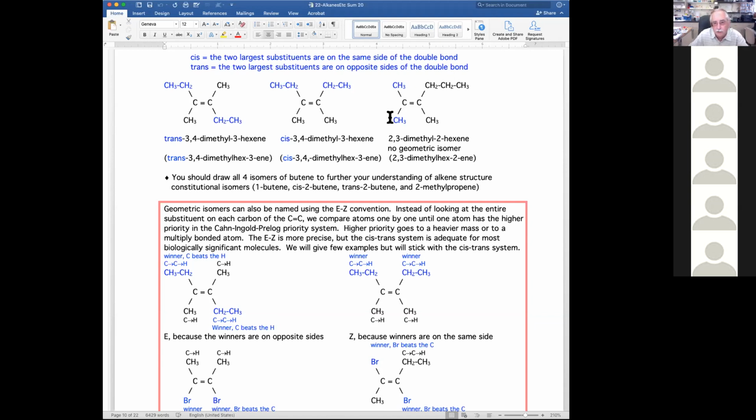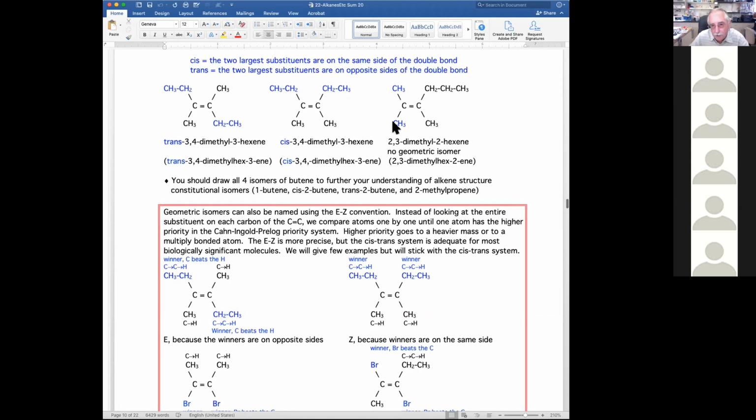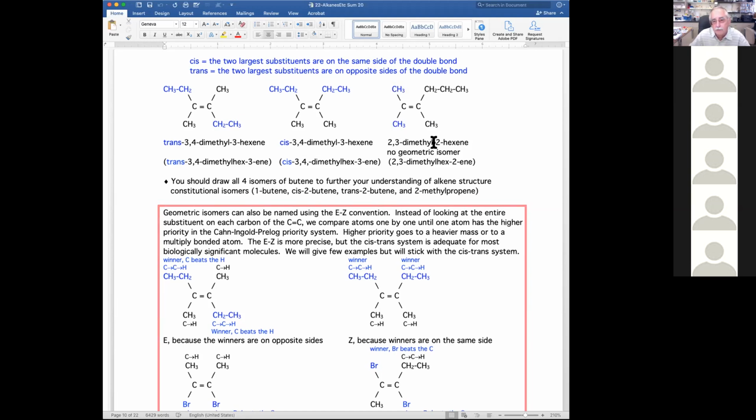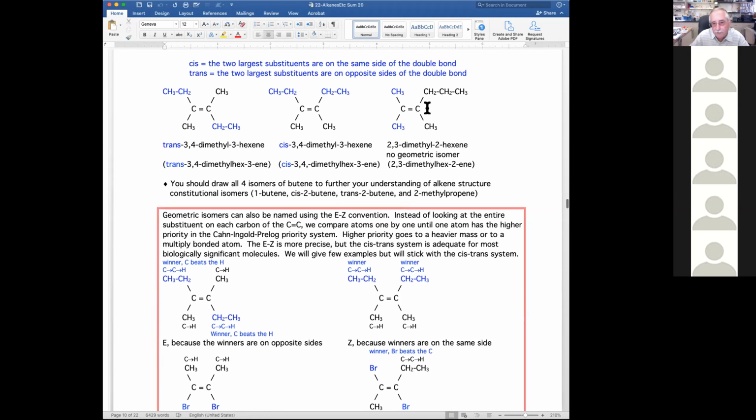So if I'm looking at this one right here, the longest continuous chain is 1, 2, 3, 4, 5, 6. So it's hexene. The lowest number for the double bond would be number 2. So it's 2-hexene, takes care of all of that. And then I have a methyl and a methyl. So it's dimethyl on carbon number 2 and 3. So 2,3-dimethyl-2-hexene. And then I look to see if there's geometric isomers. So I'm looking at this carbon. Here's the big one. Here's the small one. I go to this carbon. There is no big or small. So therefore, there is no geometric isomers.